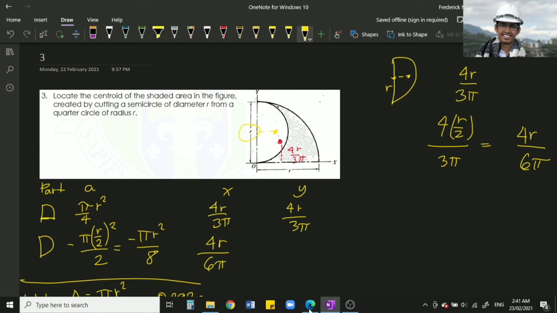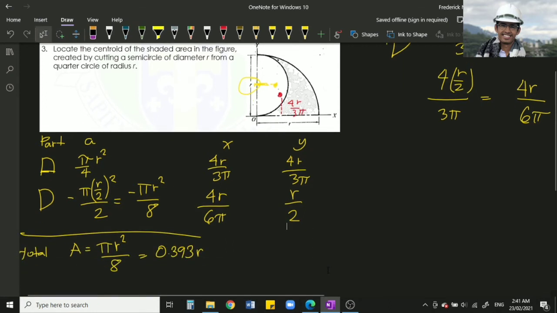Okay? And then, for the bar y natin, so automatically, siyempre, gitna ng ating semicircle. So, that will be r over 2. Okay?